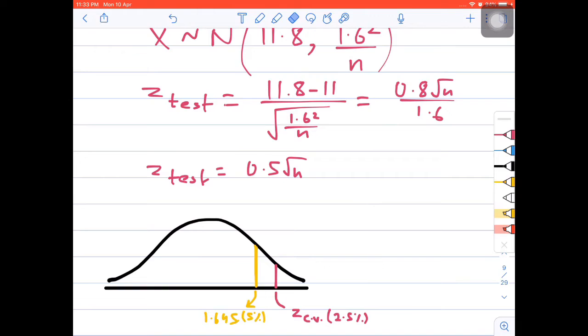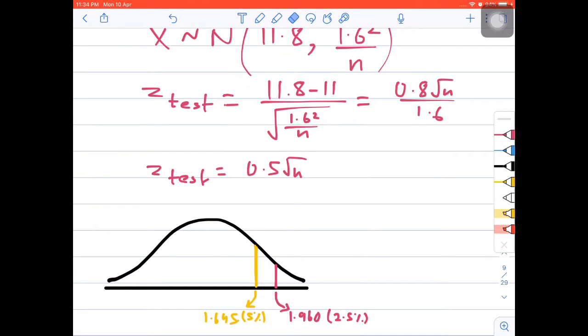Now we'll find the second critical value. In that case, let's ignore this. So this area will be 0.975. The critical value corresponding to 0.975 is 1.960. So we've got the two critical values.